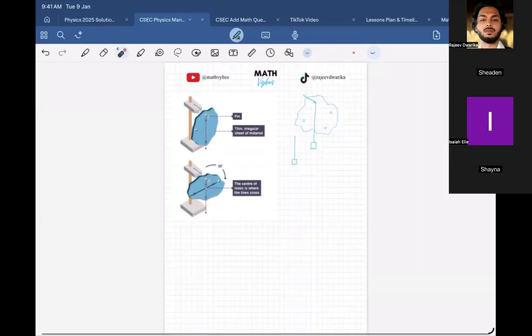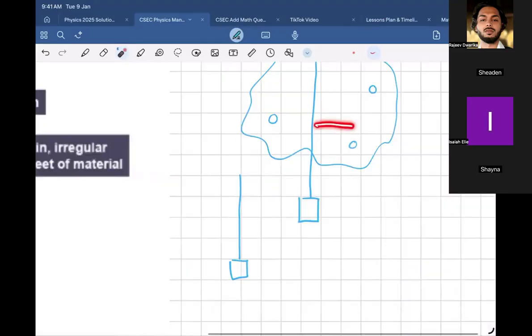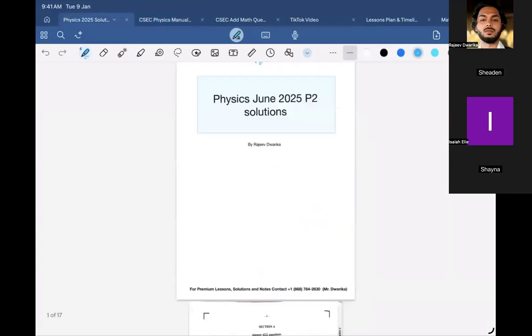Okay, cool. And you see this line over here, we call this the plumb line. I don't know why they call it the plumb line, but we call it a plumb line. Sure, let's go back to the multiple choice question, and you should understand it now.